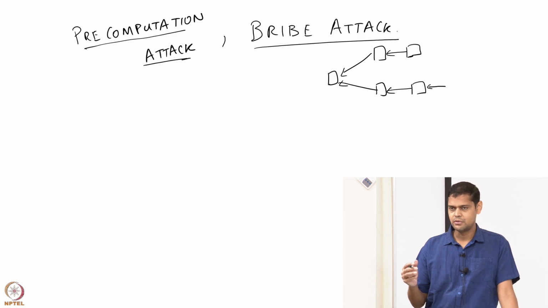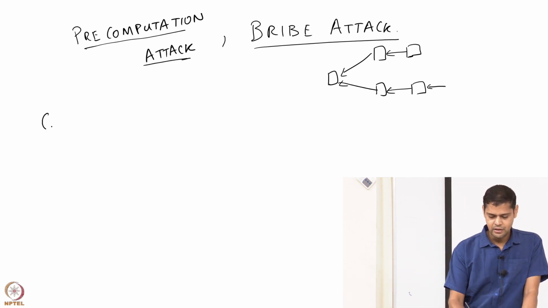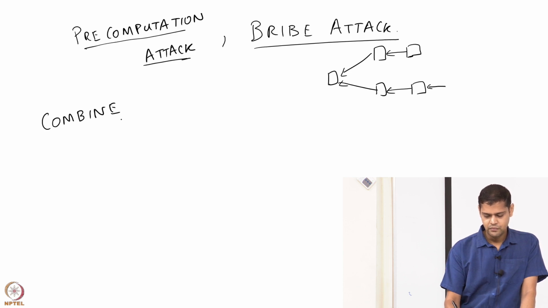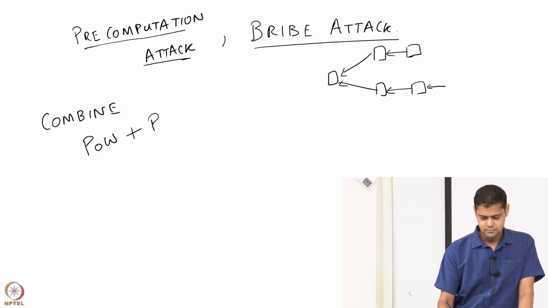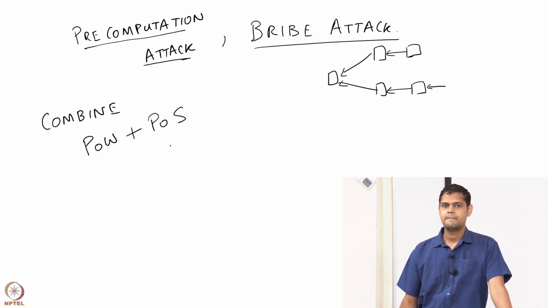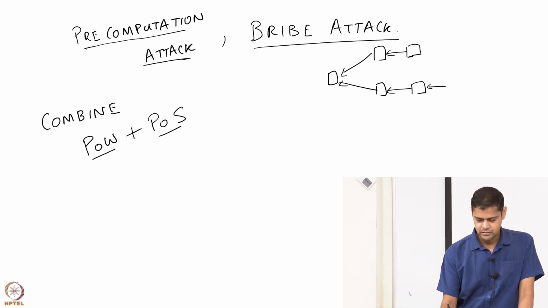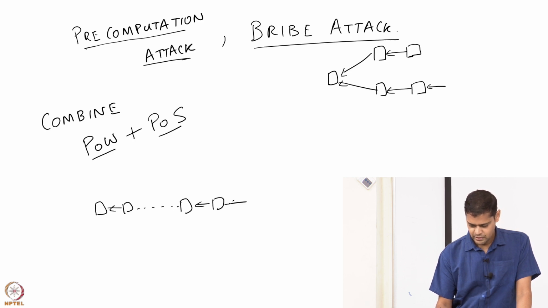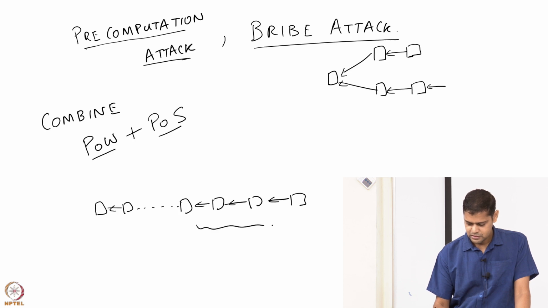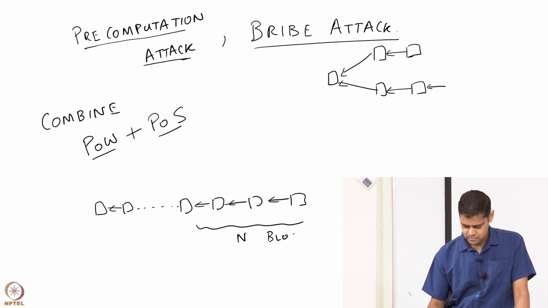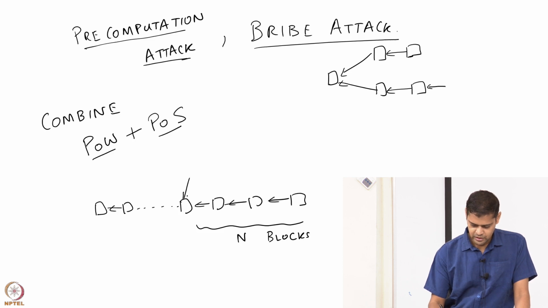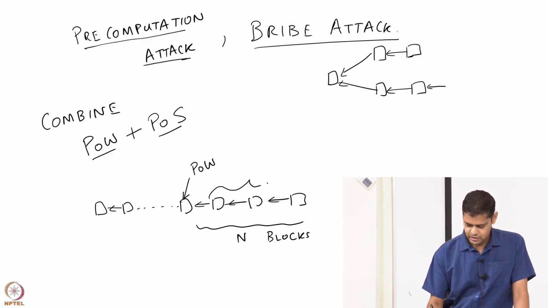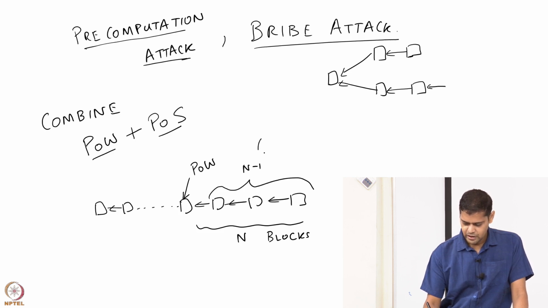So people were thinking of better proof of stake protocols, and one of the ideas is to combine proof of work and proof of stake. Let's look at a simple way to do that. Suppose I have a blockchain and I say that every n blocks I need to have a proof of work block, and let's say the rest of them, n minus 1, are generated by proof of stake.